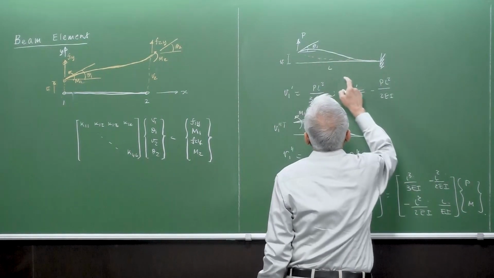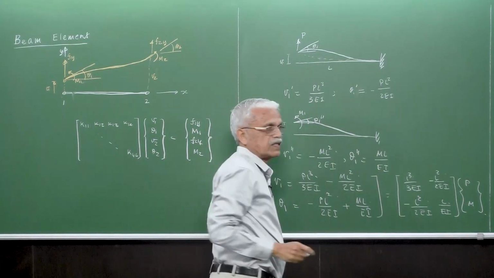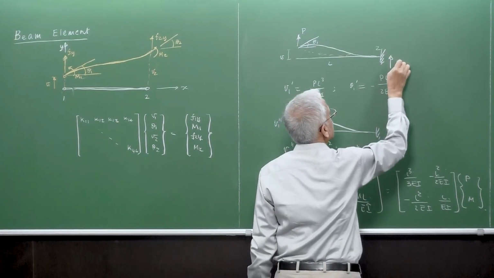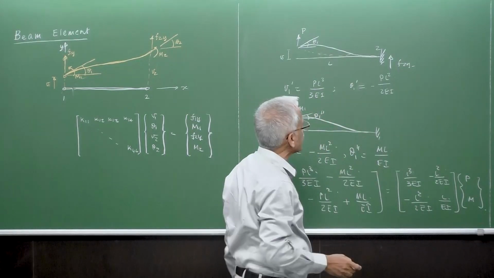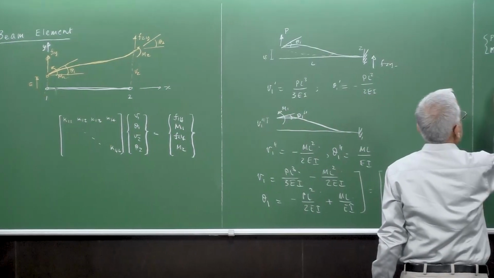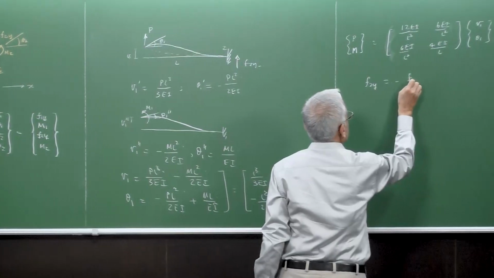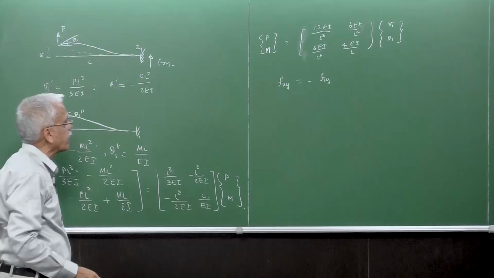Here you put it as P and M here. And what happens to the 2 here at node 2? If you think that this is F2y, so F2y obviously will be minus F1y, keeping the equilibrium in mind.